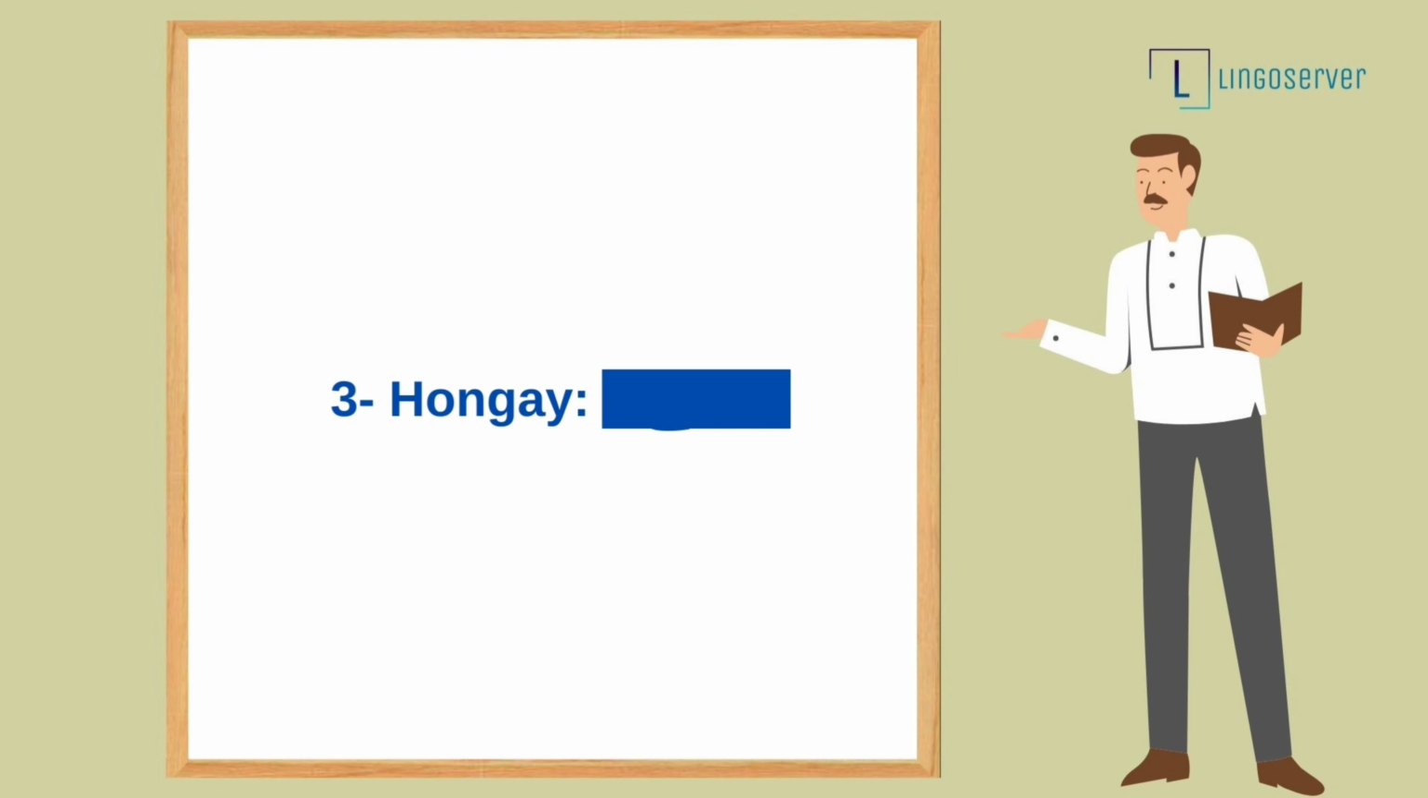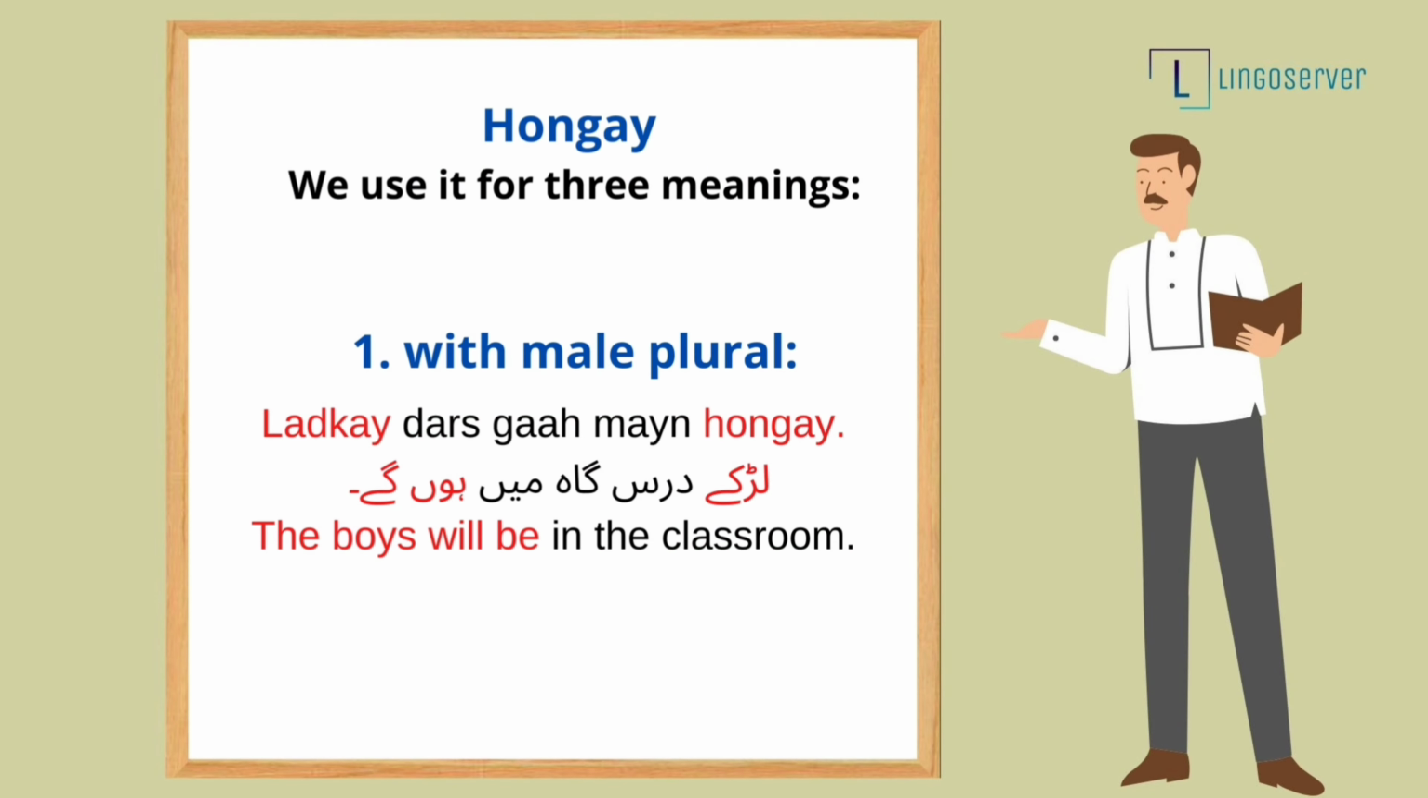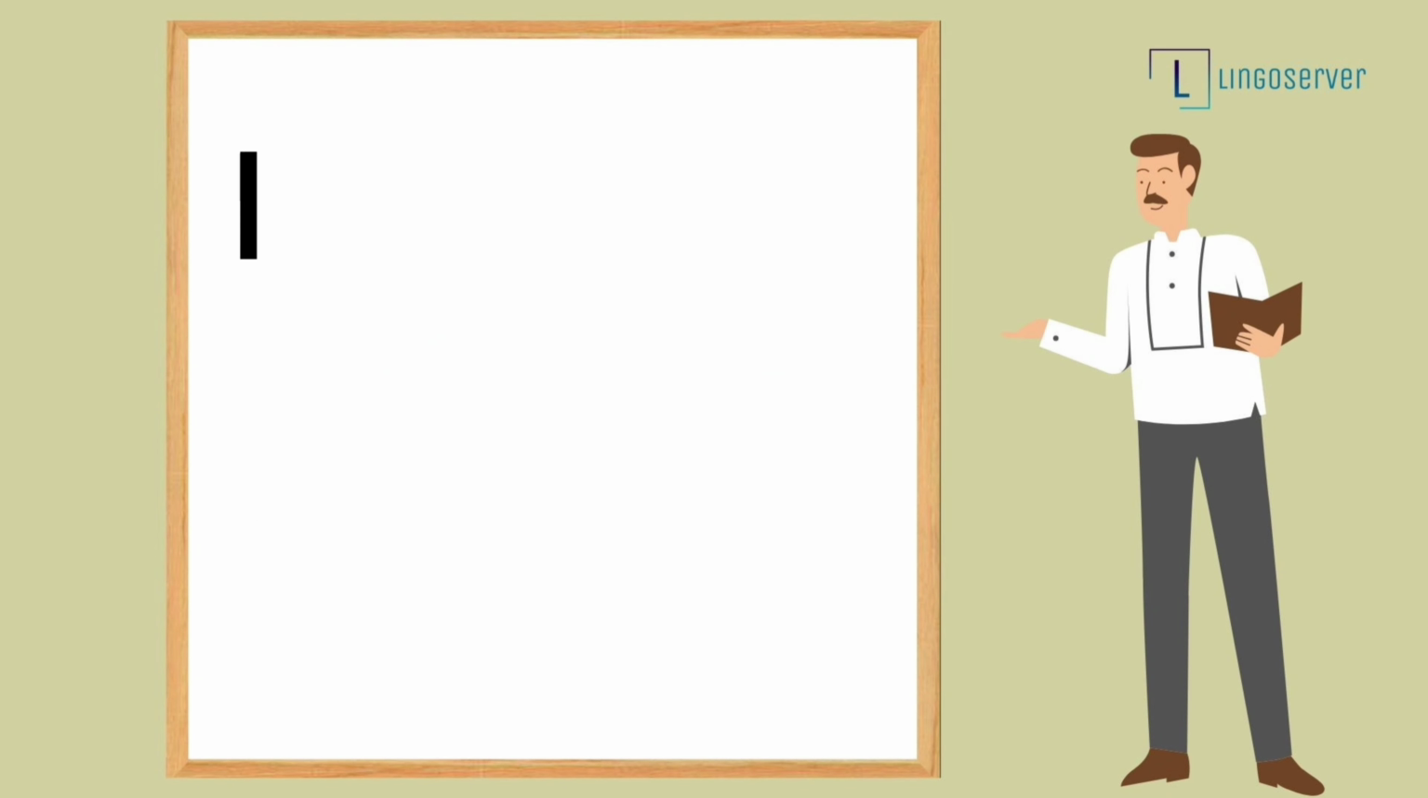And now we'll talk about होंगे. So, होंगे is used for three meanings. First, होंगे is used with male plural as we say लड़के दरसगाह में होंगे. The boys will be in the classroom.